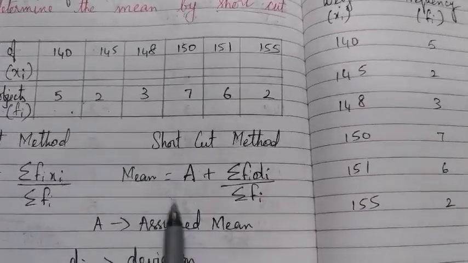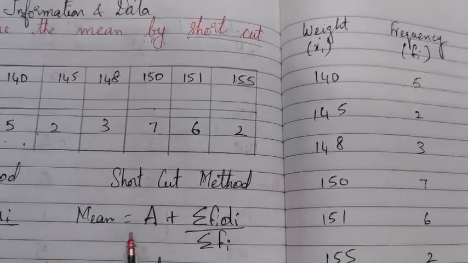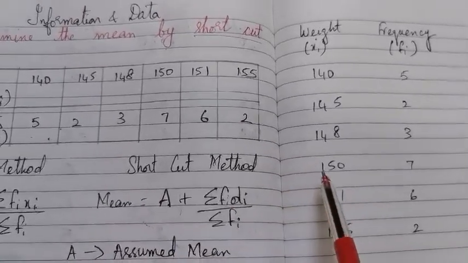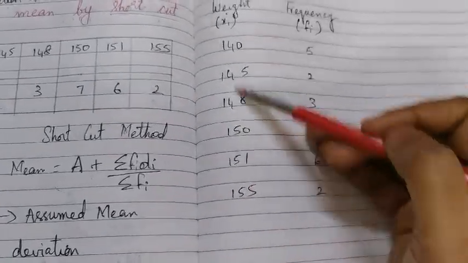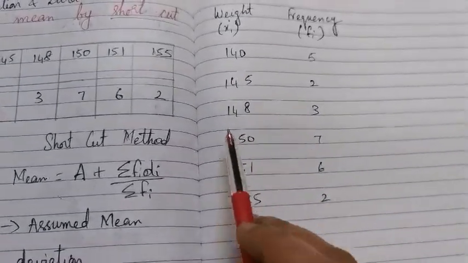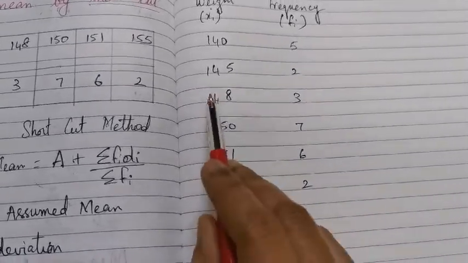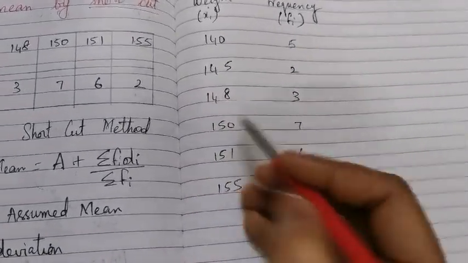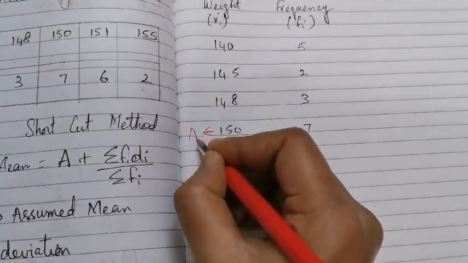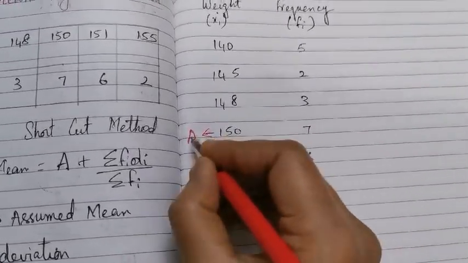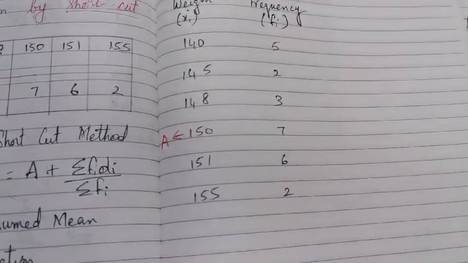The first thing we have to do is we have to assume a mean. So assumed mean, you can take the middle value. Here you are having 6 data. So there will be two middle values, 148 and 150 are the middle values. You can take any one of them. I am using 150 so that it will be easy for calculation since it is in the form of multiple of 10. So my assumed mean is 150.